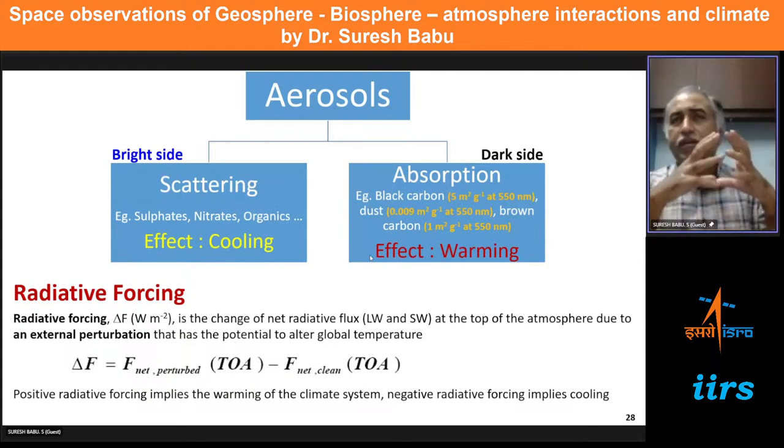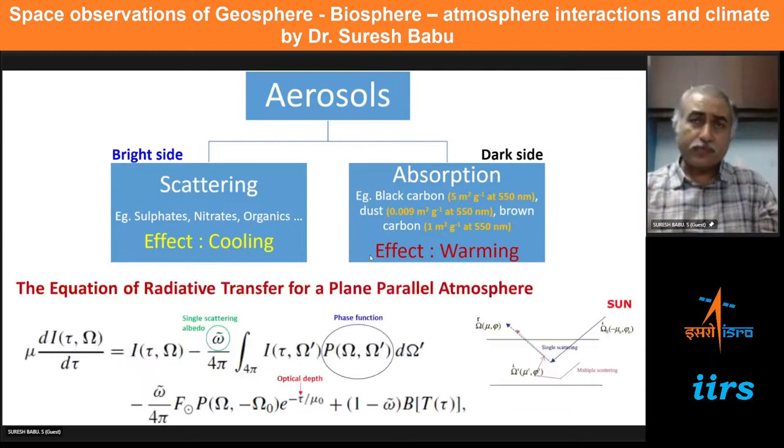So the geosphere and biosphere processes lead to emission of greenhouse gases as well as large amounts of aerosol into the atmosphere, which decides the radiation balance. So to understand that, we need to have certain parameters, especially for aerosols.